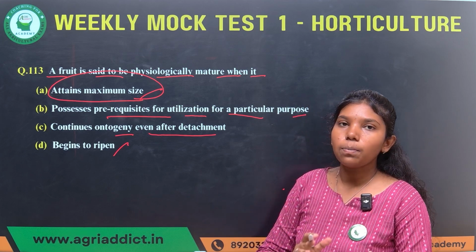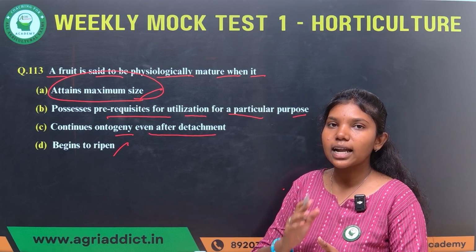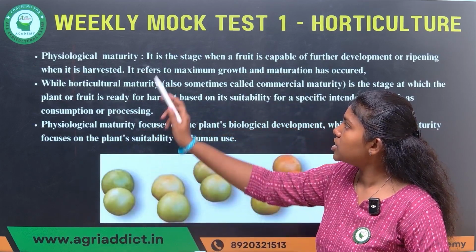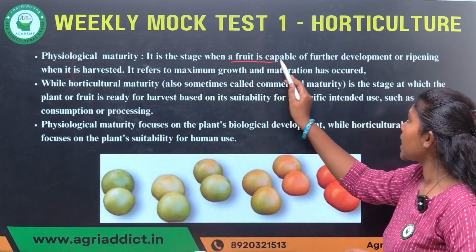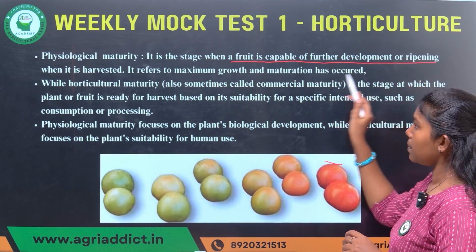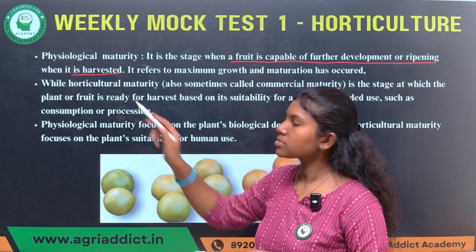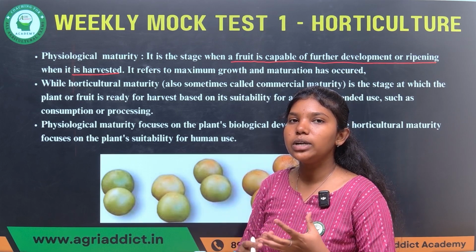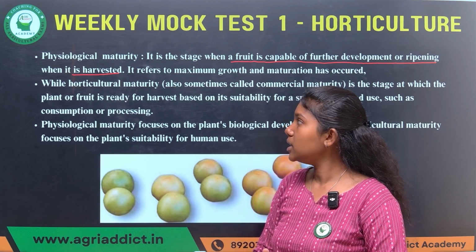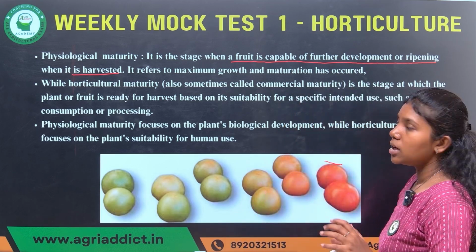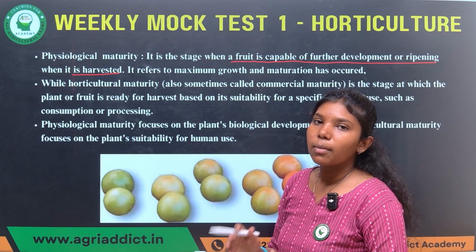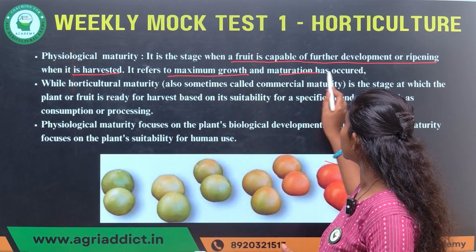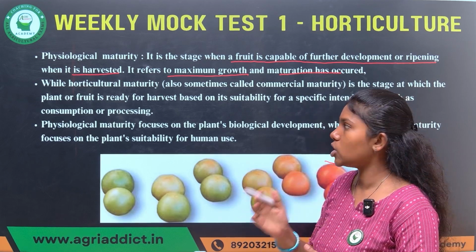That is, a crop is said to be physiologically mature when it attains its maximum size. As I mentioned, physiological maturity is the stage when the fruit is capable of further development or ripening when it is harvested. That is, even after harvesting, the fruit is able to develop physiologically, like ripening, but the maximum size is already attained. It is referred to as maximum growth and maturation has occurred. That is the stage of physiological maturity.